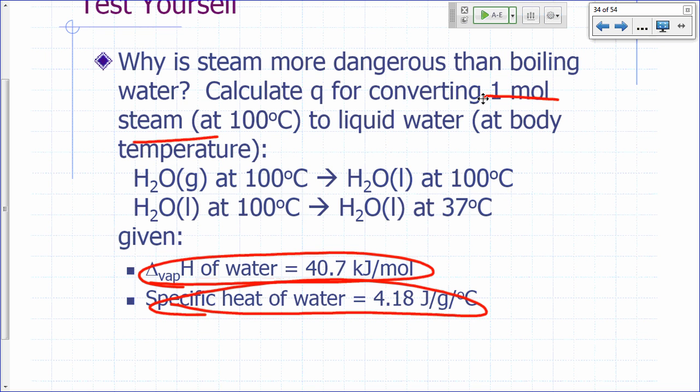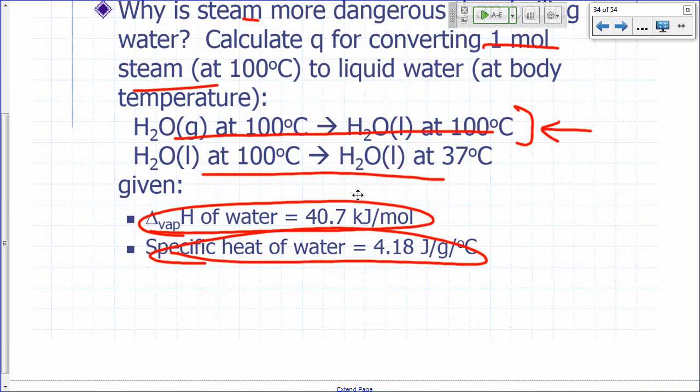So why is steam more dangerous than boiling water? Well, if you expose yourself to steam, the steam must first condense into boiling water. Steam at 100 degrees must first change into boiling water at 100 degrees. And then the boiling water, which is hotter than your body, will cool down to your body temperature, which is 37 degrees Celsius, right? So let's calculate the extra Q that you get out of that vapor's condensation. What's the delta H for the condensation?